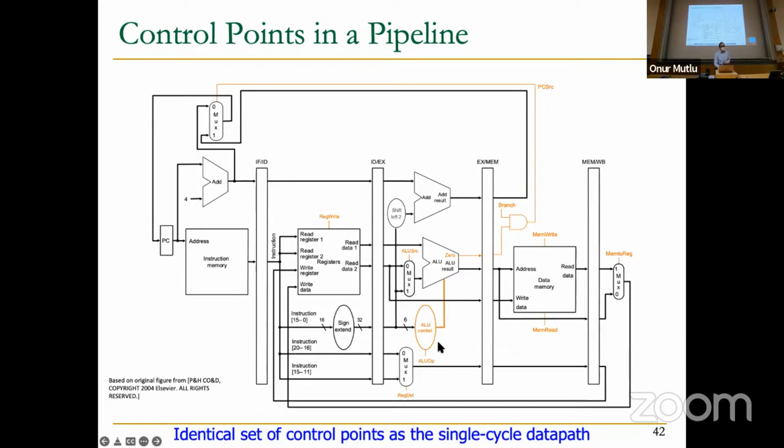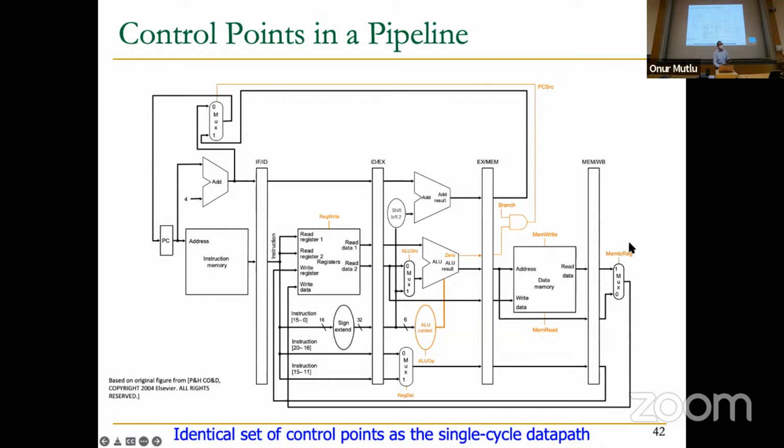Basically, these are the control signals. I just added them over here. And we essentially have the identical set of control signals as the single cycle data path. So nothing has changed basically, because we have to do the exact same operations. We have a register write signal, for example. We need to enable it whenever we're writing to the register file. We have a memory write, memory read signal. We have an ALU operation signal.